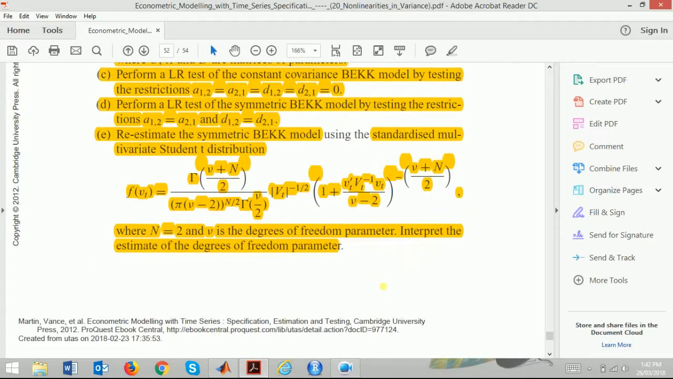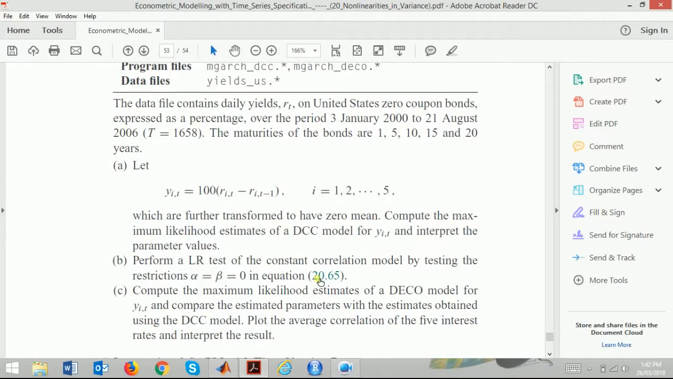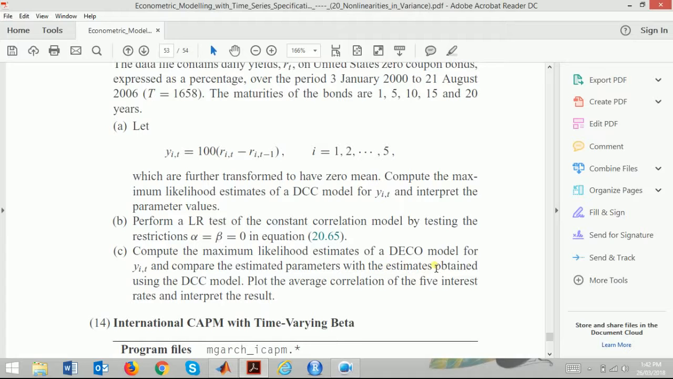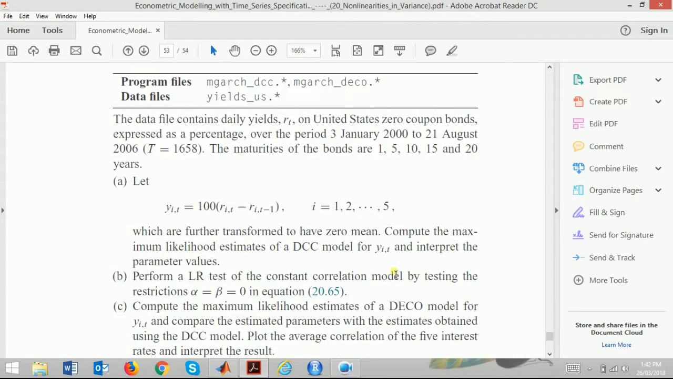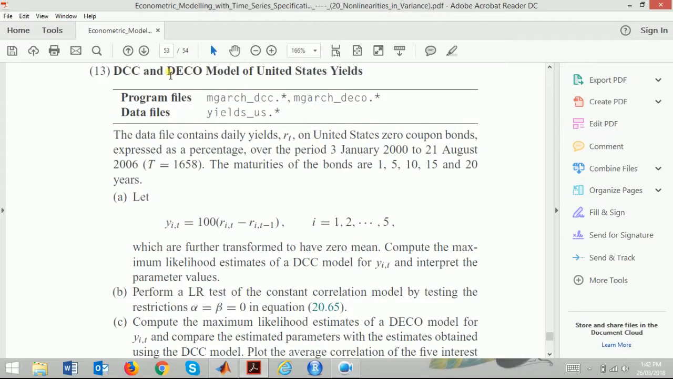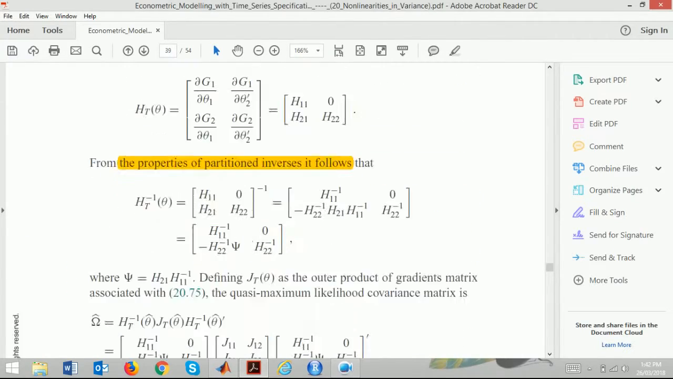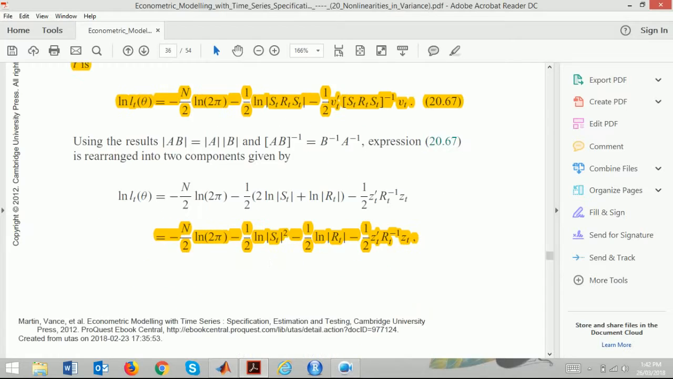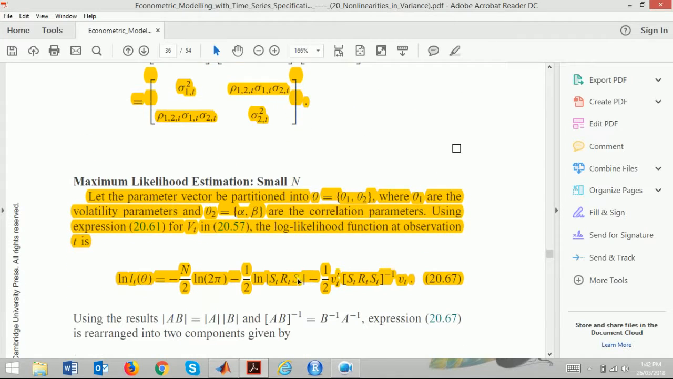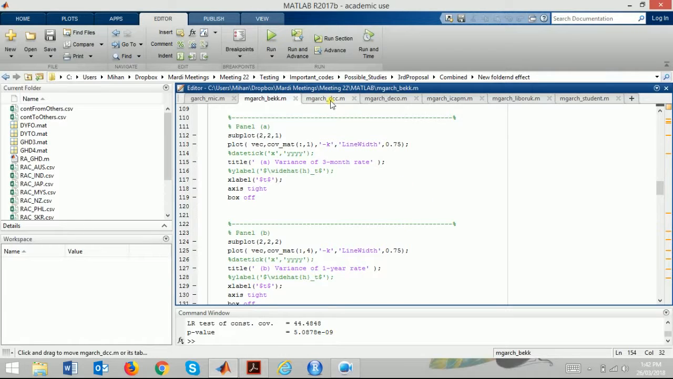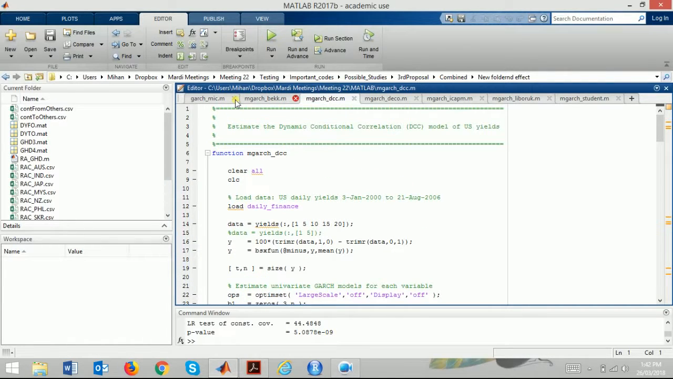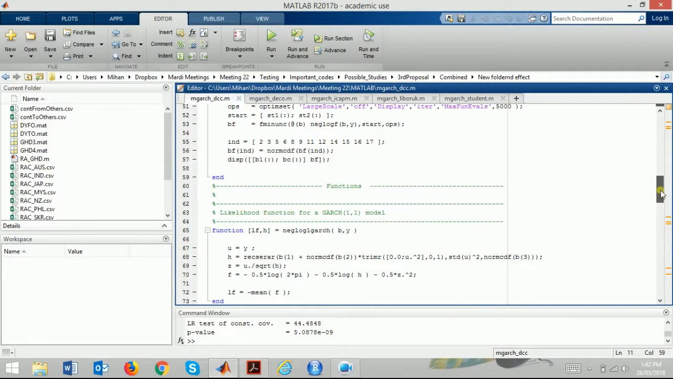Page 37. Let's see DCC. The data is there, and the LR test we want to do. So we want to do DECO and DCC both. Let's start with the DCC. It's going to be a bit difficult this time. I hope it's a bit difficult. Maximum likelihood estimation is going to cause us a little bit of trouble. Back is fine, we don't need this one. Let's do DCC.